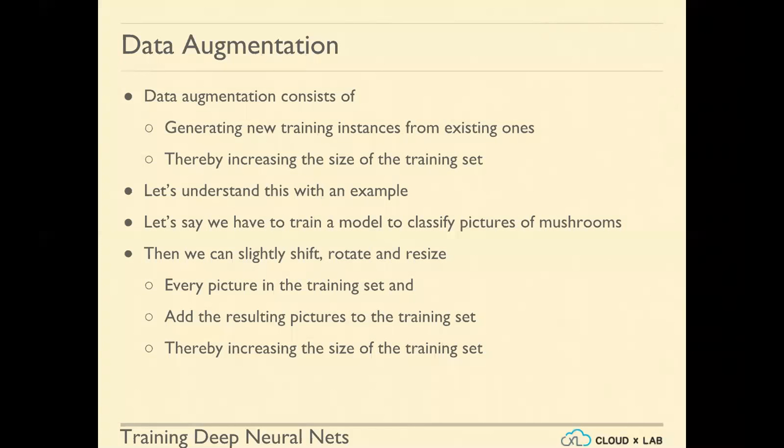Other than taking a pre-trained model and enhancing it further, you could also do something called data augmentation. So generating new training instances from existing ones, thereby increasing the size of the training data. Let's take an example. Let's say we have to train a model to classify pictures of mushrooms. Then we can slightly shift, rotate, and resize every picture in the training set and add the resulting picture to the training set. So basically, from the same training set, we can generate much more data.